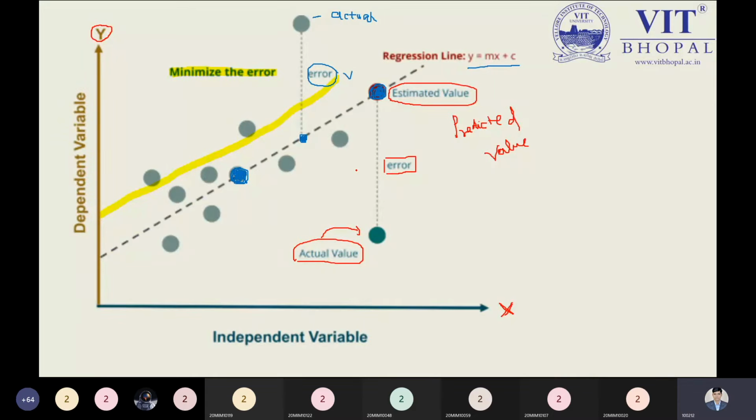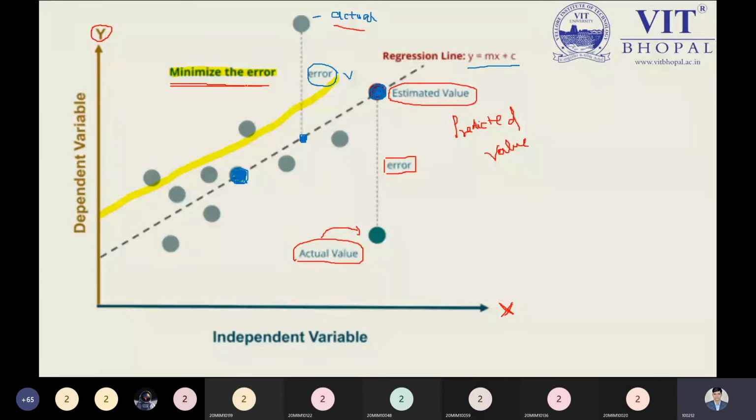Same thing on the upside. The actual value we have is on this point, so the gap we are getting is known as our error. So what is our objective? Our objective should be clear: our objective is to minimize the error.